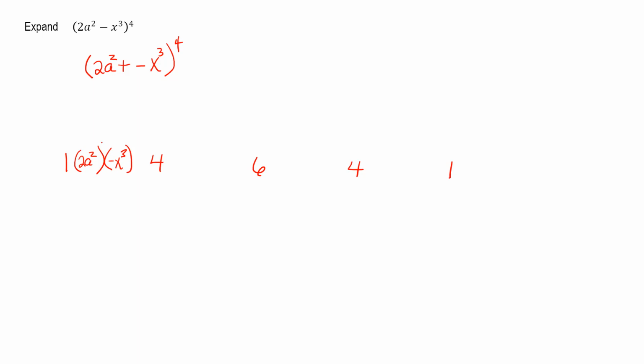And on the first term, you raise your first term to the fourth power and your second term to the 0 power. All right, and then you're going on to the next one. Again, your first term is 2a squared. Now it's down to the third power, and your negative x cubed is up to the first power. Your third term has a coefficient of 6, and then you've got 2a squared squared and negative x cubed squared.